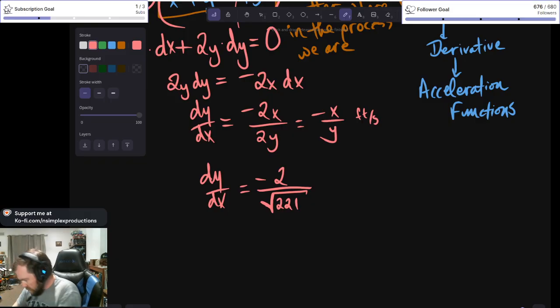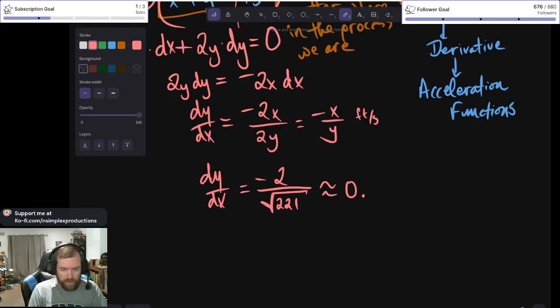Okay, and next question. Where did the calculator go? Probably just put it right here. And no, not really. Oh, right there. It is a negative 0.1345 feet per second.